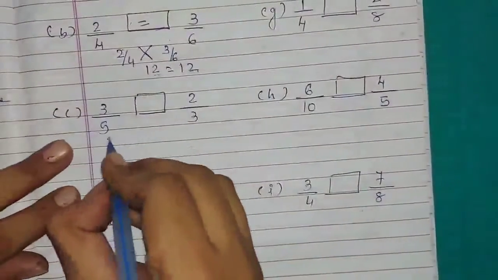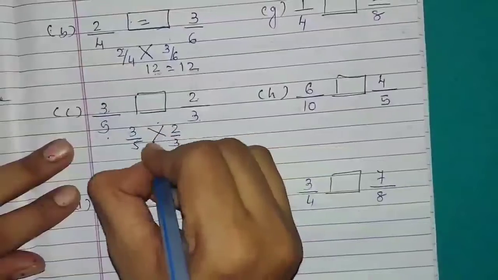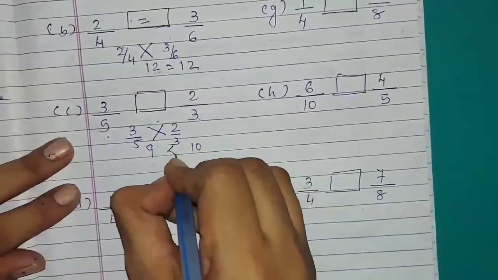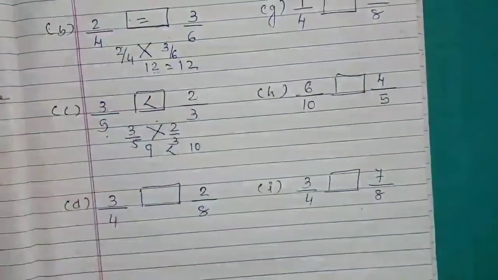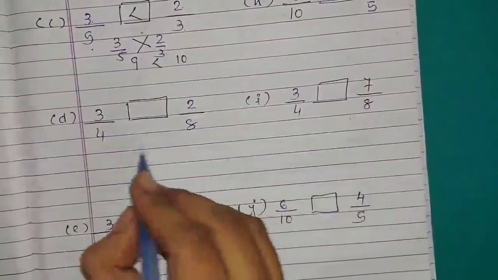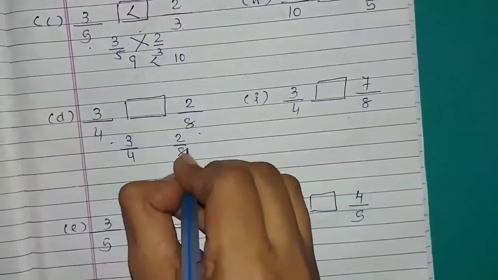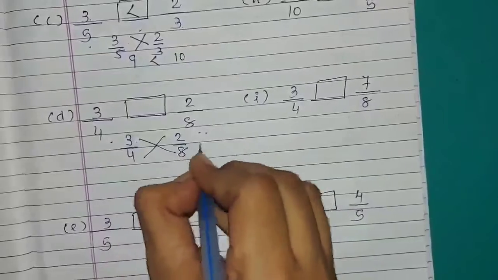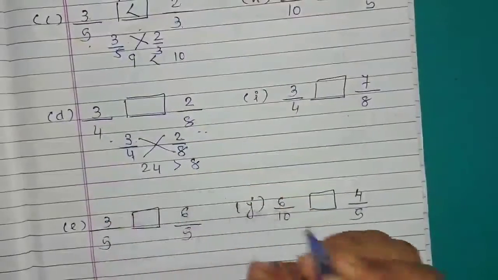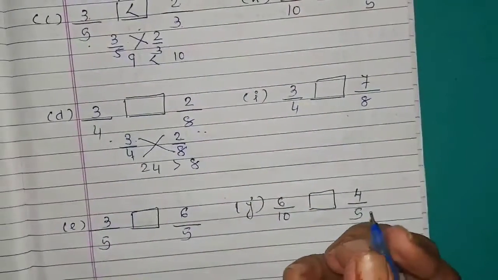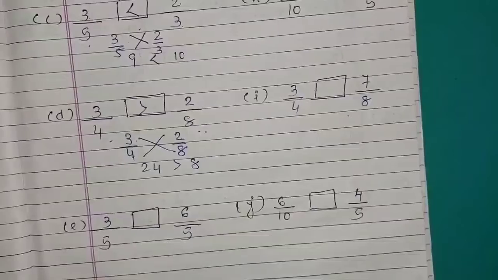Then number C, 3 upon 5 and 2 upon 3. 3 upon 5, 2 upon 3, cross we will do. 3 3s are 9, 5 2s are 10, 9 is less than 10. Hence 3 upon 5 is less than 2 upon 3. Now number D, 3 upon 4 and 2 upon 8. So 3 upon 4, 2 upon 8, cross we will do. 8 3s are 24, 4 2s are 8, so 24 is greater than 8. So here 3 upon 4 is greater than 2 upon 8.